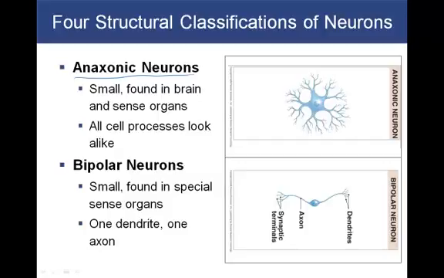The second structural classification is a bipolar neuron. Again, these particular neurons are small, and they're usually associated with sense organs. Sight, smell, organs of that nature. And in bipolar neurons, we have one dendrite and one axon, hence bipolar. There's 2 polarities. There's a dendrite and there's an axon.